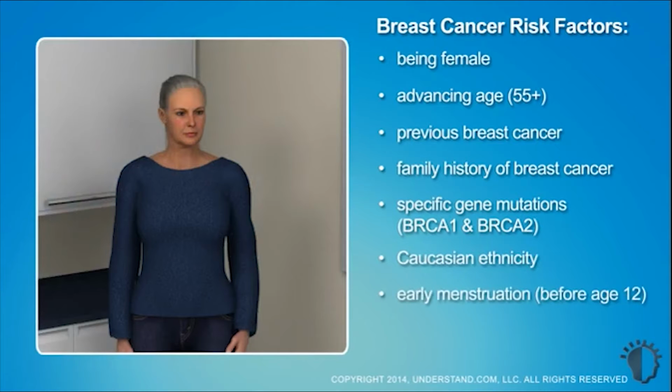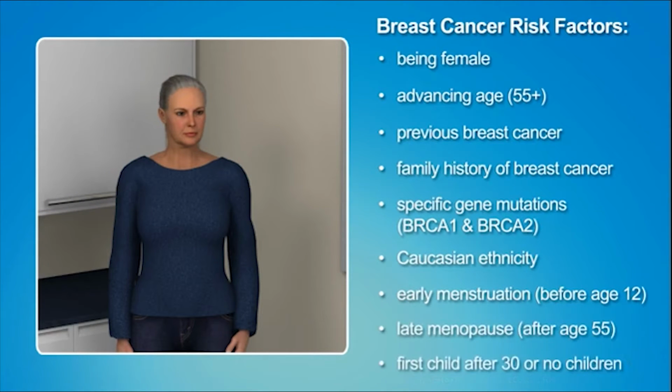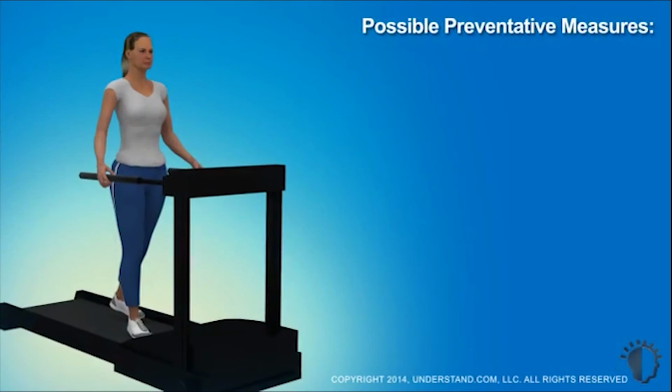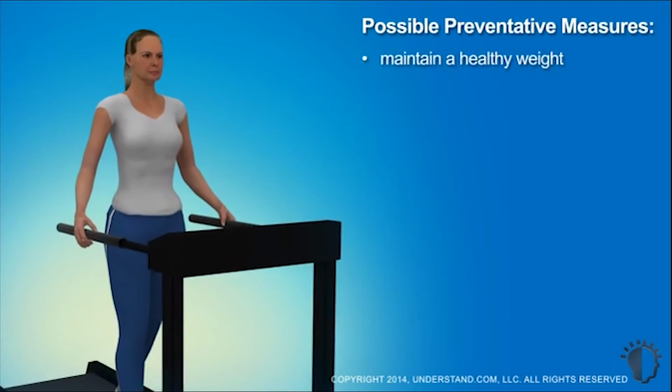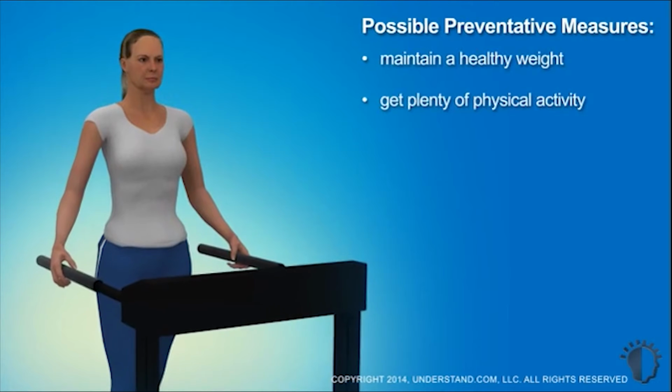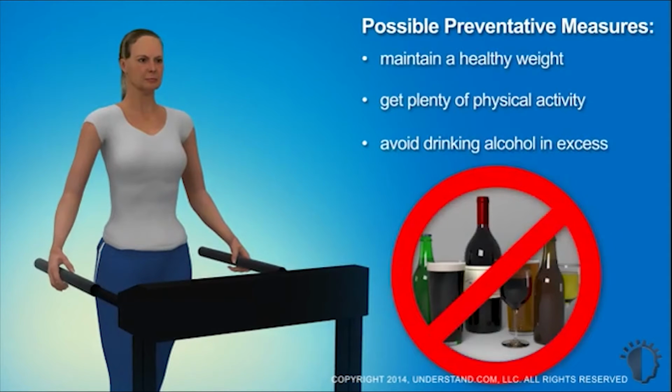Those who started menstruation early, went through menopause late, had their first child after age 30, or never had children are at increased risk. Actions believed to have preventative benefits include maintaining a healthy weight for your body size, getting plenty of physical activity, and avoiding drinking alcohol in excess.